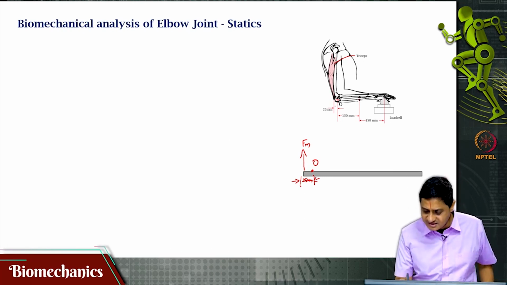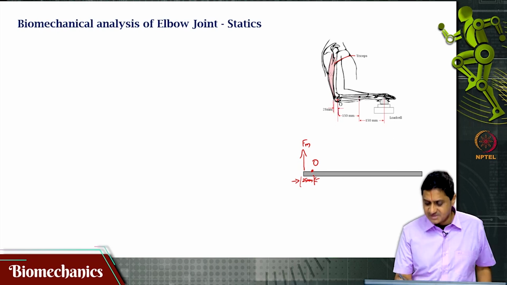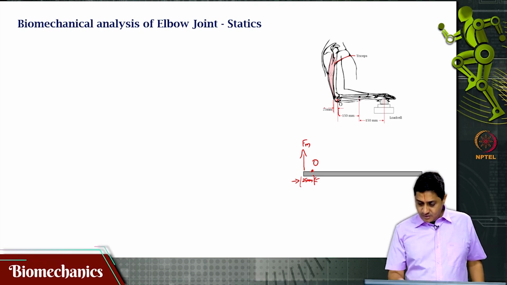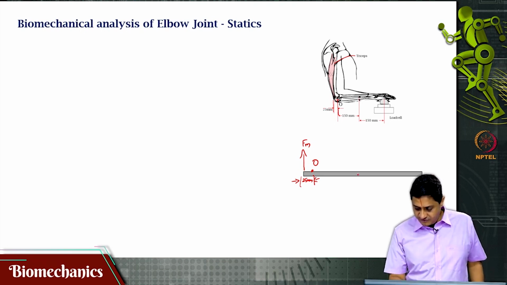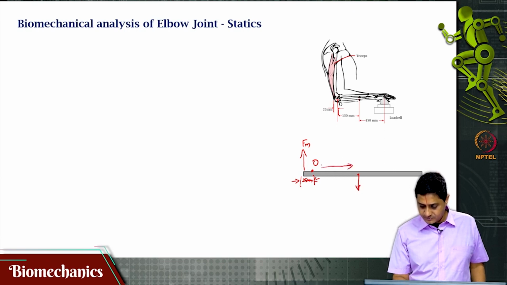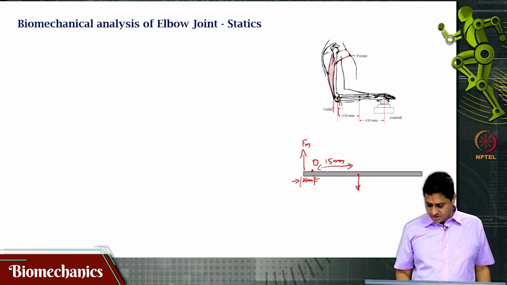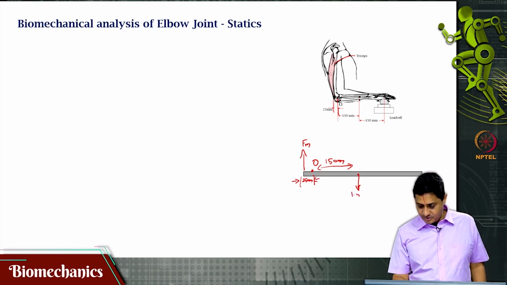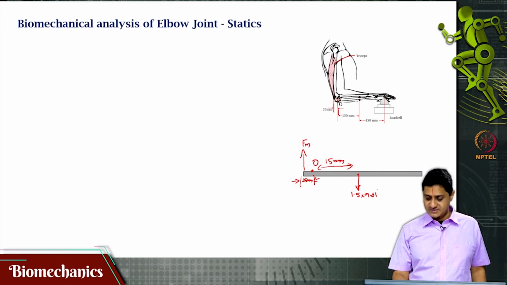How do I know this? Here it is given. The problem statement says that this distance is 25 mm and I am just trusting this. Now, at a distance of 150 mm, the weight of the arm is acting, and that weight is given to be 1.5 into 9.81. 1.5 kg is the mass. Okay, this is the weight in newtons.